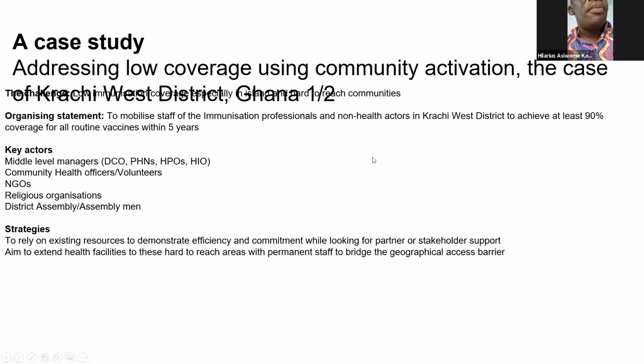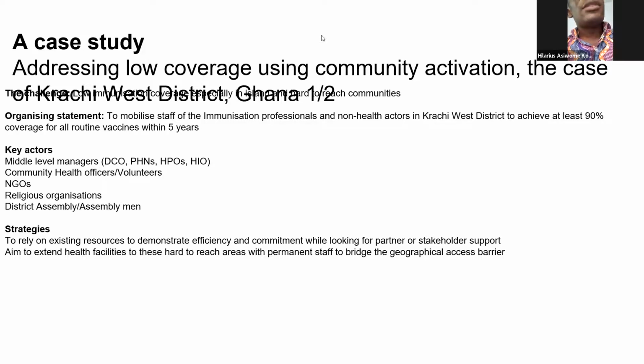So we had to come up with an organizing statement. We wanted to mobilize our healthcare staff, immunization professionals, including non-health actors within the district, to achieve at least 90% coverage for all our routine vaccines within 5 years from around 2013.